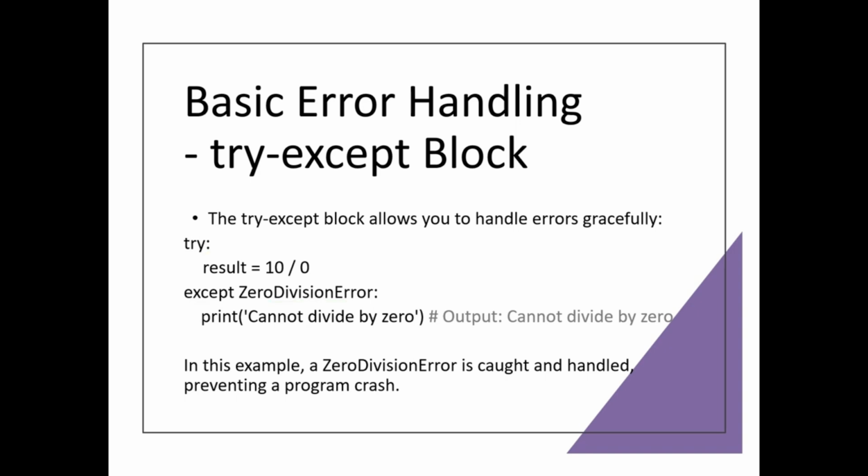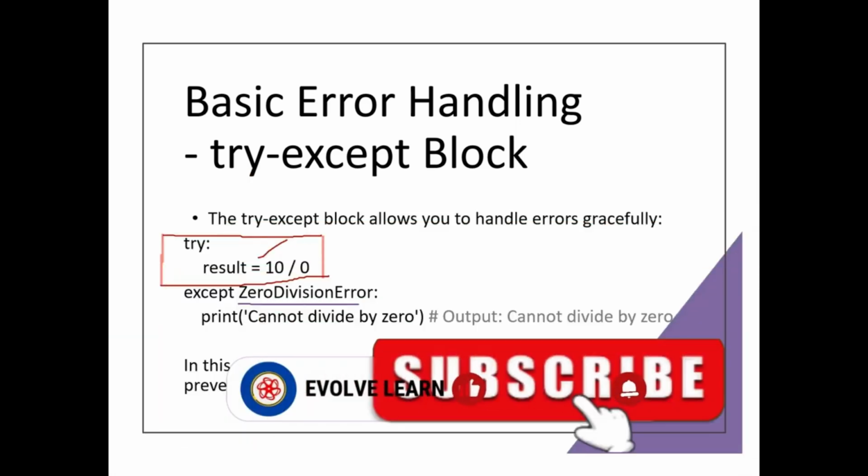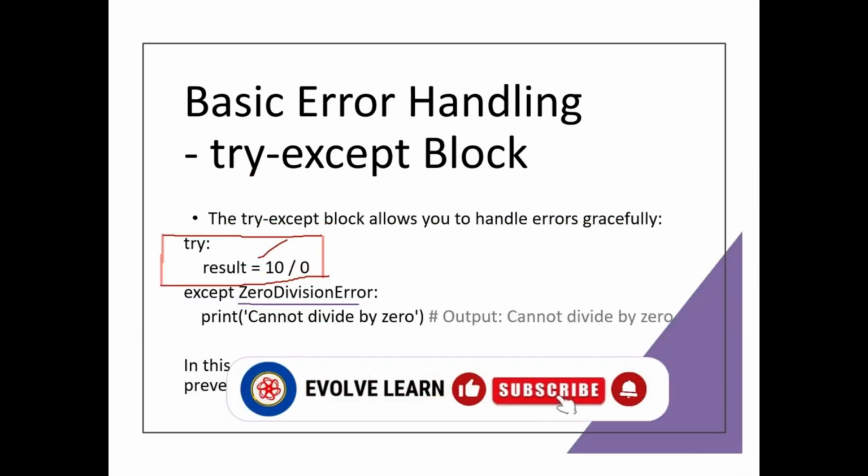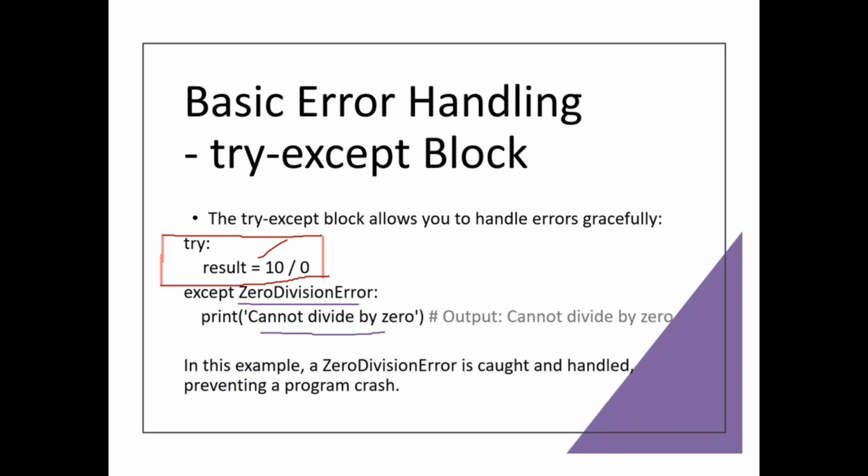Try block contains the code that might raise an exception. In this case, dividing 10 by 0 raises a zero division error, and the except block catches the zero division error and executes the code to handle it by printing an error message that is cannot divide by 0. If you run this program, you will get the output cannot divide by 0. Instead of crashing the program, the try except block caught the error and handled it.